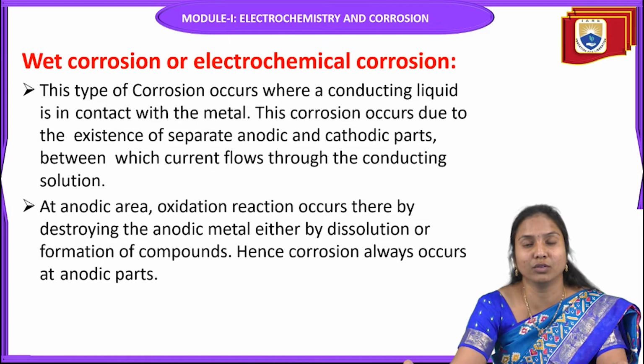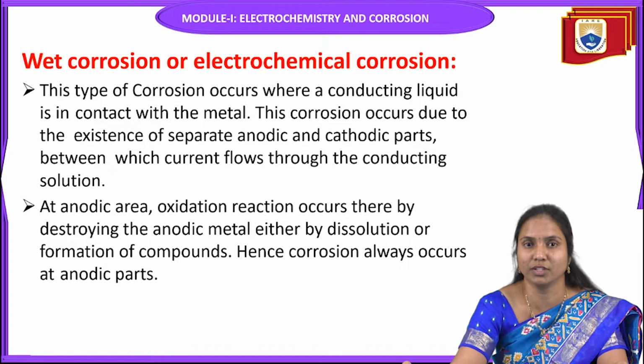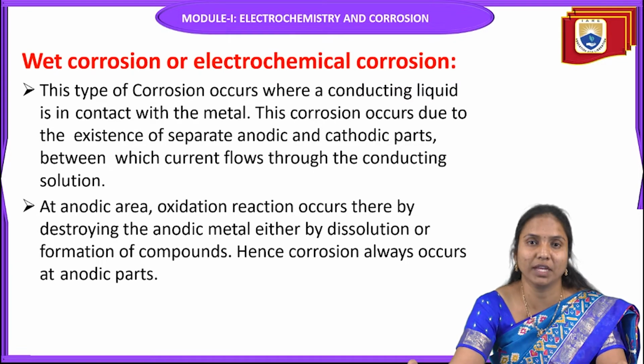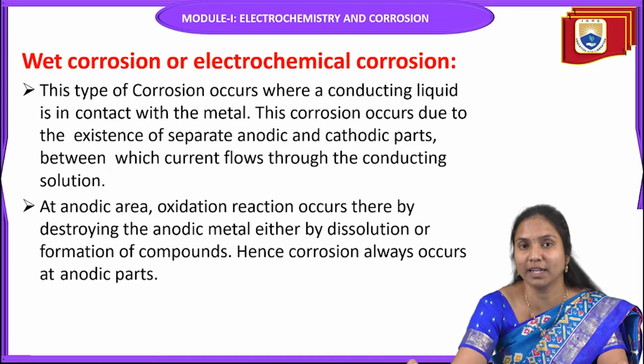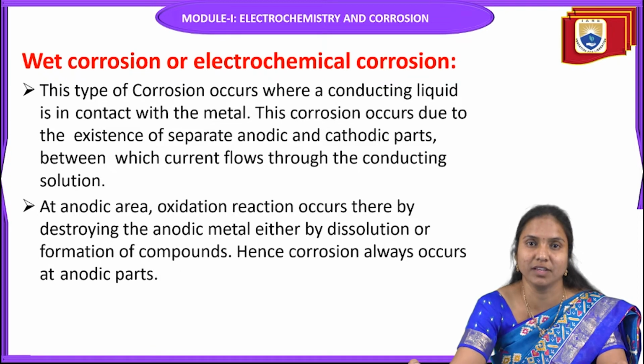There are two types of corrosion: dry corrosion and wet corrosion. We already discussed in the last class that dry corrosion means direct chemical action of environment or atmospheric gases on the metal surface. There are three types of dry corrosion: oxidation corrosion, corrosion by gases, and corrosion by liquids.